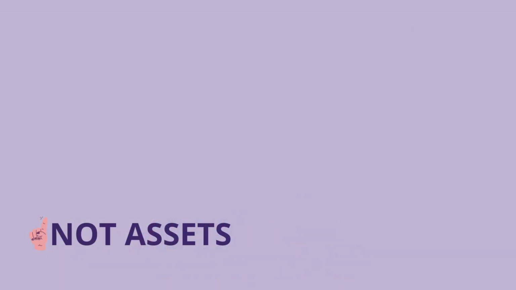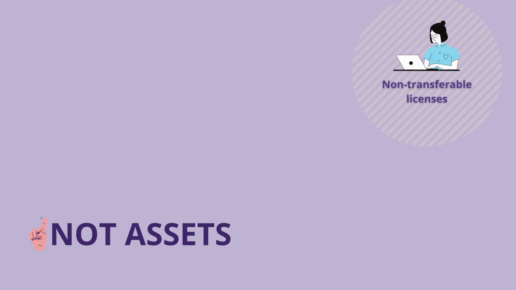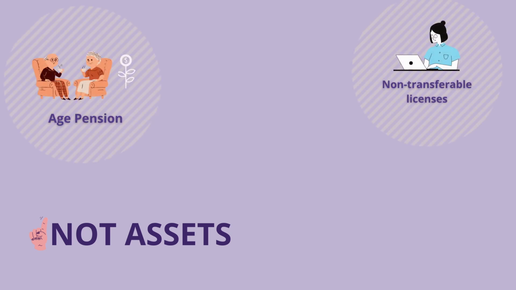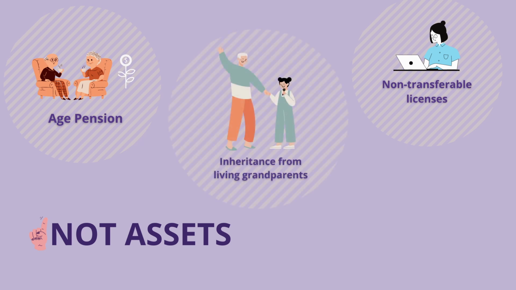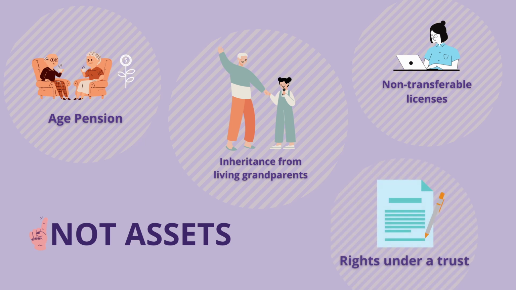In stating this, it is also important to be aware of what is not included in the definition of property. Examples that fall beyond the scope of the definition include non-transferable licenses, future pension entitlements, anticipated inheritance from a living person, and unassignable rights under a trust.